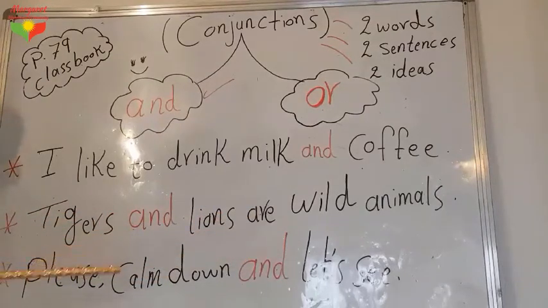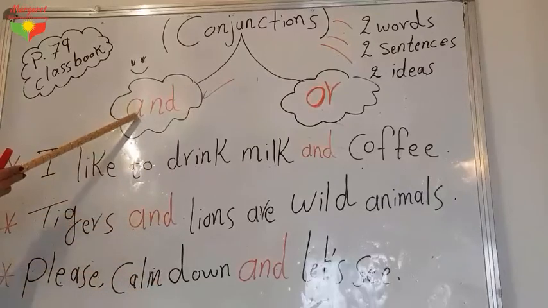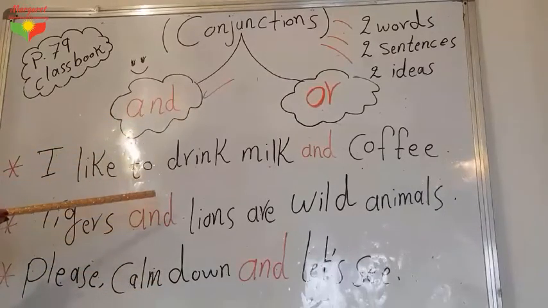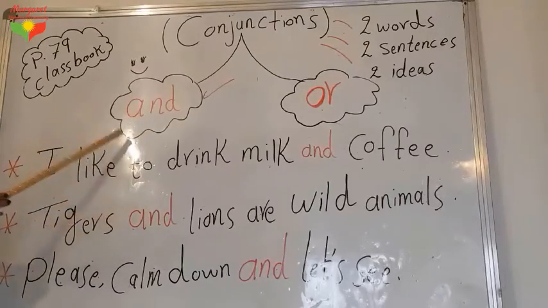If we want to add some examples, you can say, I want to write with a pen and pencil as well. Or you can say, I like to play football and I like to play hockey at the same time. If you see all of the sentences, they are positive sentences. As it's written in the book, you can use "and" in positive sentences or when you want to combine two words together. That's about "and".